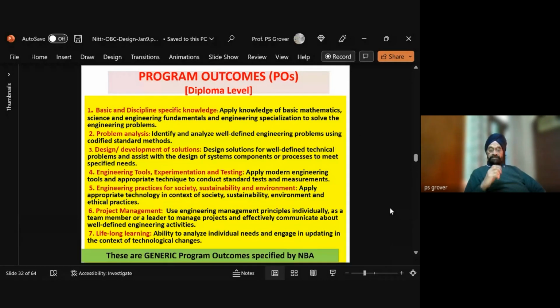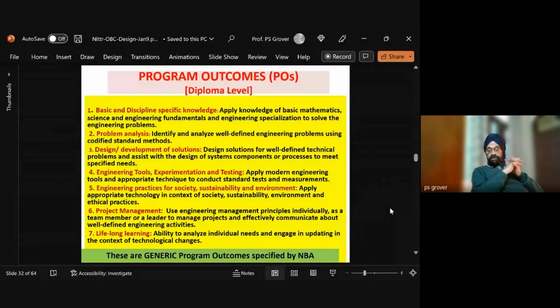And I will give you another idea. Problem analysis. He should be a good problem solver. So when we come to the outcome: identify and analyze well-defined engineering problems, and so on. Like, say, lifelong learner: ability to analyze individual needs and engage in updating in the context of technology. Please see here. These are the expanded format of our graduate attributes expressed as program outcomes. Wherever the word outcomes comes, it signifies it's measurable. These things are all measurable.